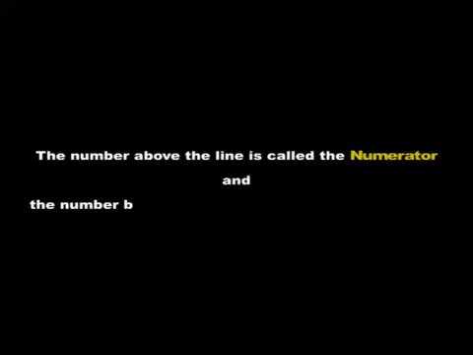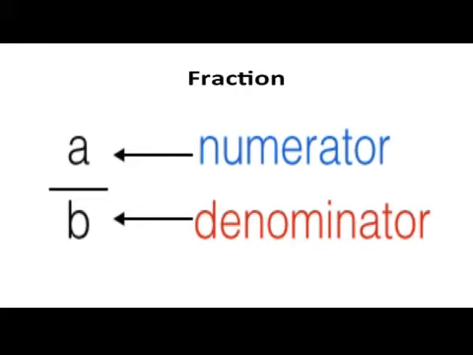In the picture, the number above the line is called the numerator and the number below the line is called the denominator. Therefore, a fraction is the numerator divided by the denominator. We now have the division of a whole number into half and 3/4 as follows.